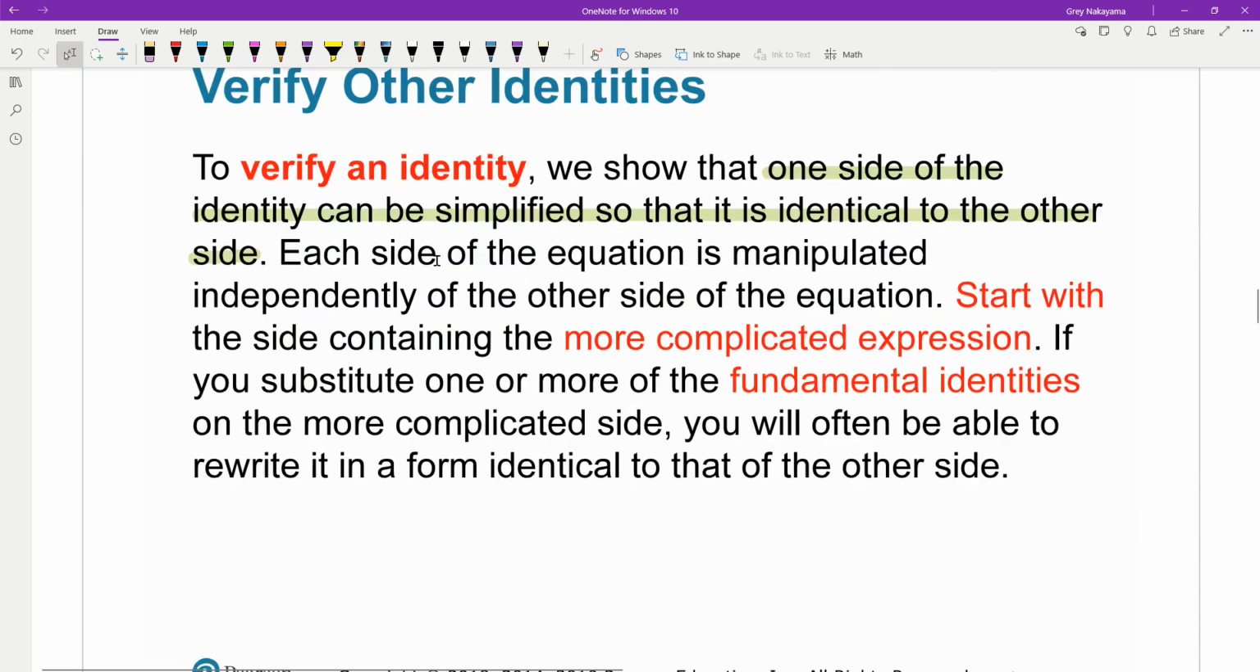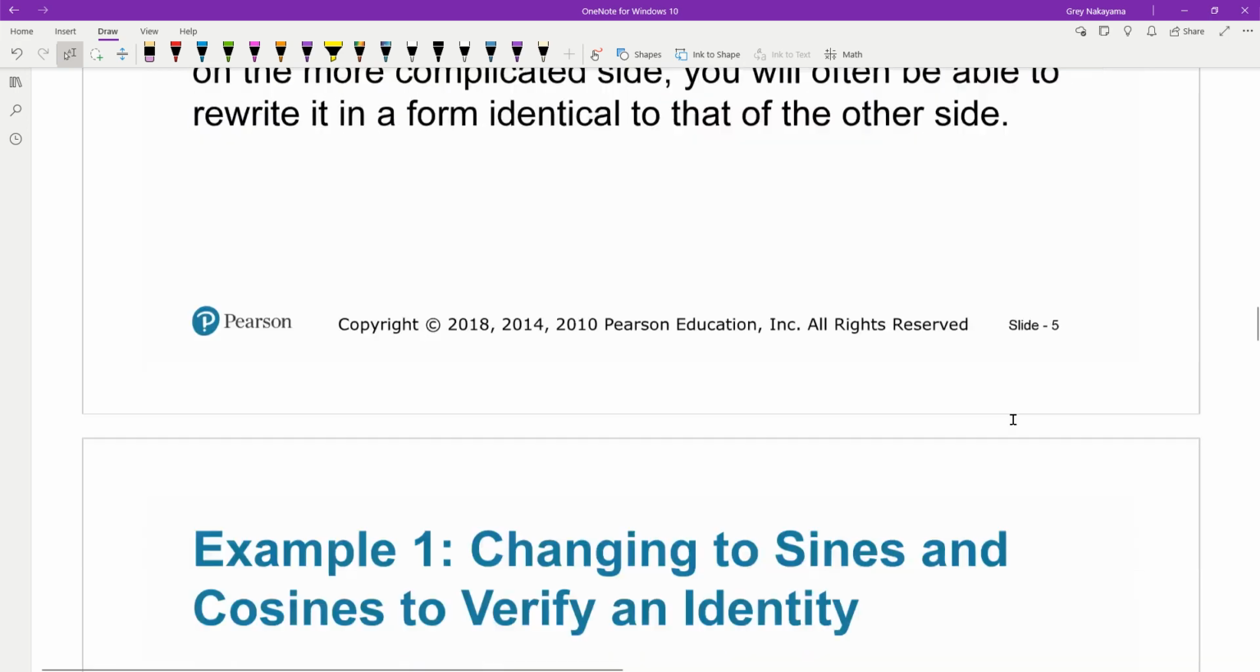So what are we doing? We're going to verify identities. We have to show that one side can be simplified so that it's identical to the other side. You start with one, usually the more complicated expression, and use those identities to do that. In the past, you had to do this all by hand, and a lot of people struggled with it. I promise you it is so much easier in MyLab Math because they give you the directions somewhat in a multiple choice form to make it easy for you.